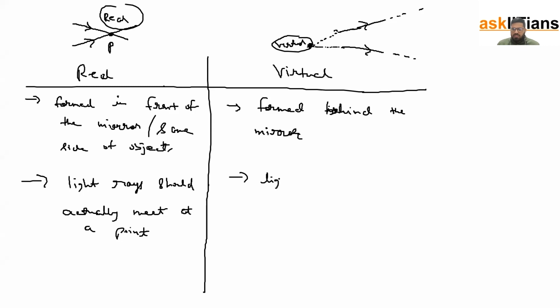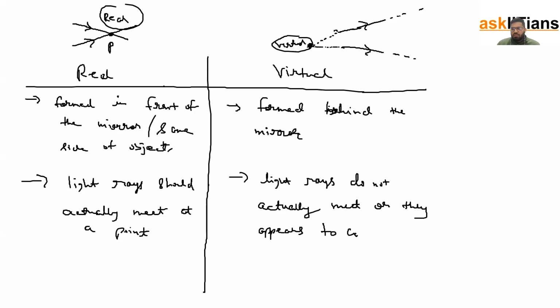So in a virtual image, light rays do not actually meet, or you can say they appear to come from a point.